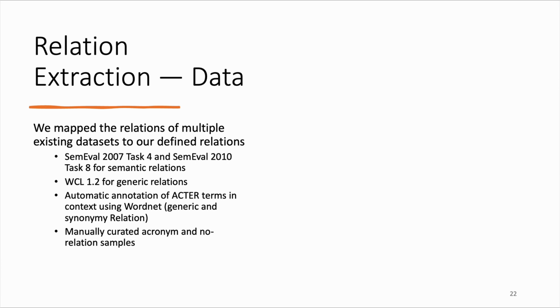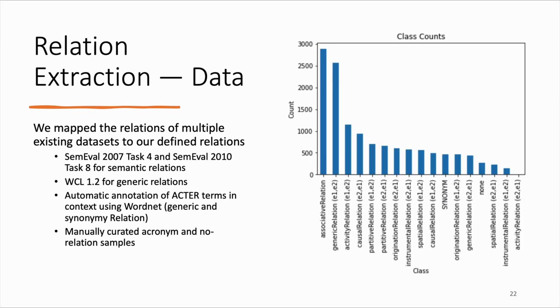And lastly, we manually created some samples, especially for acronyms, because this was not covered by any of the datasets, and for no relation samples, meaning samples of two terms and a contextualizing sentence where the terms are in no relation to each other, which of course is also important for the model to be able to identify. Otherwise, for any term pair, there will be a relation extracted even if none exists.